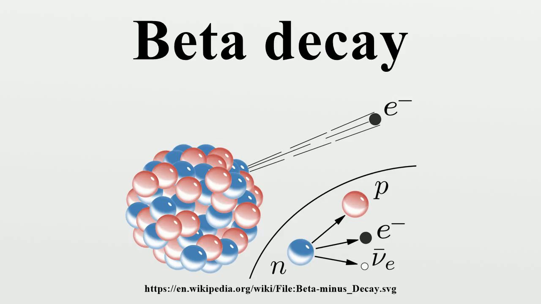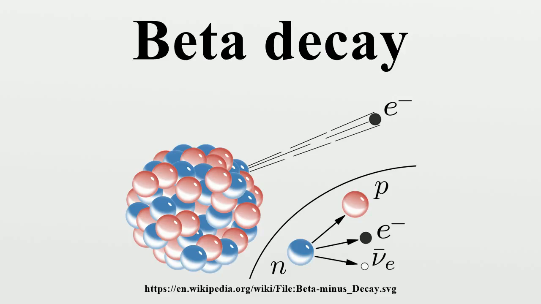If the captured electron comes from the innermost shell of the atom, the K shell, which has the highest probability to interact with the nucleus, the process is called K capture. If it comes from the L shell, the process is called L capture, etc.